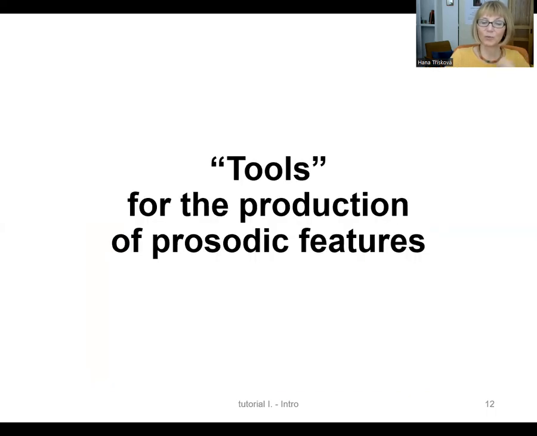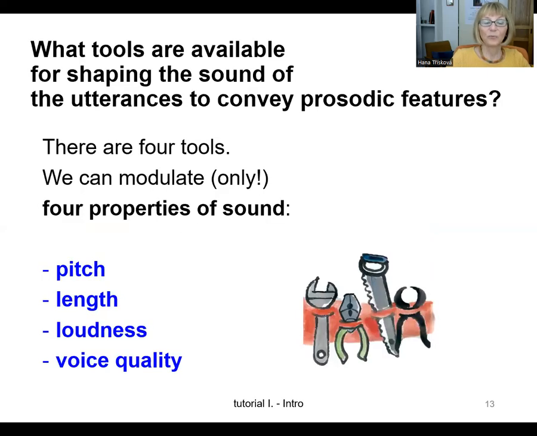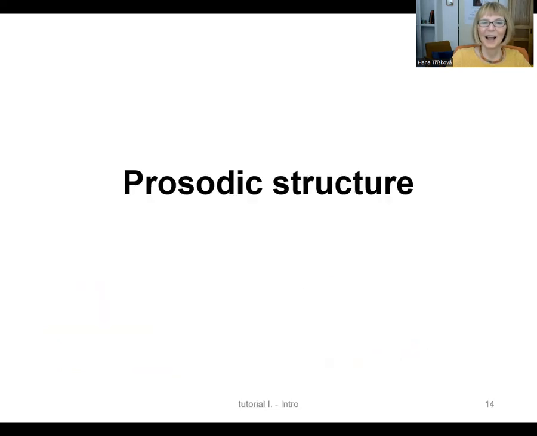What are the tools for the production of prosodic features? There are only 4 tools. We can modulate only 4 properties of sound. It's pitch, length, loudness, and voice quality. But you may think this is not so much, but it's far enough, and we can do miracles with it. So let me say a few words about prosodic structure now.